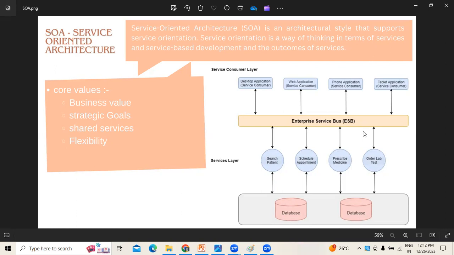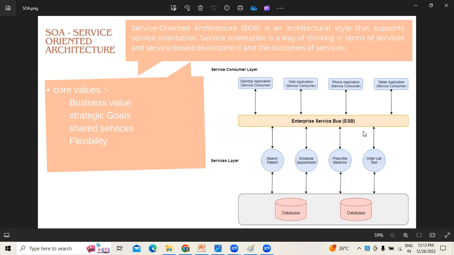First one, business value. Please make a note. Service-oriented architecture, core values or characteristics, whatever it can be. The first one is business value. Second, strategic goals. Third, intrinsic interoperability.